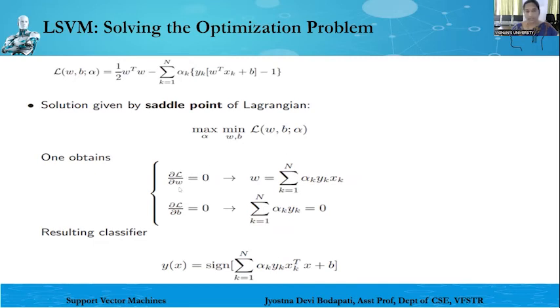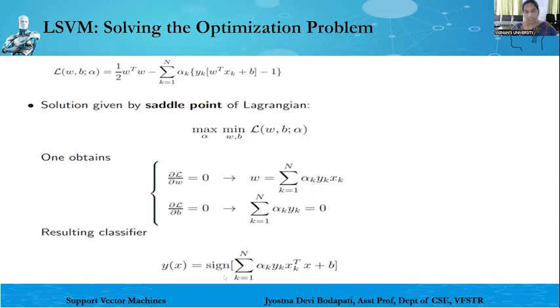So this can be obtained by taking the partial derivative of the loss function with respect to w and then equating that to 0, then we'll be getting the w's. Similarly, when we take the partial derivative with respect to b and equate that to 0, this is the condition we get, and this is the w value. So we are getting the w value, but the problem is, what about the alpha k's?